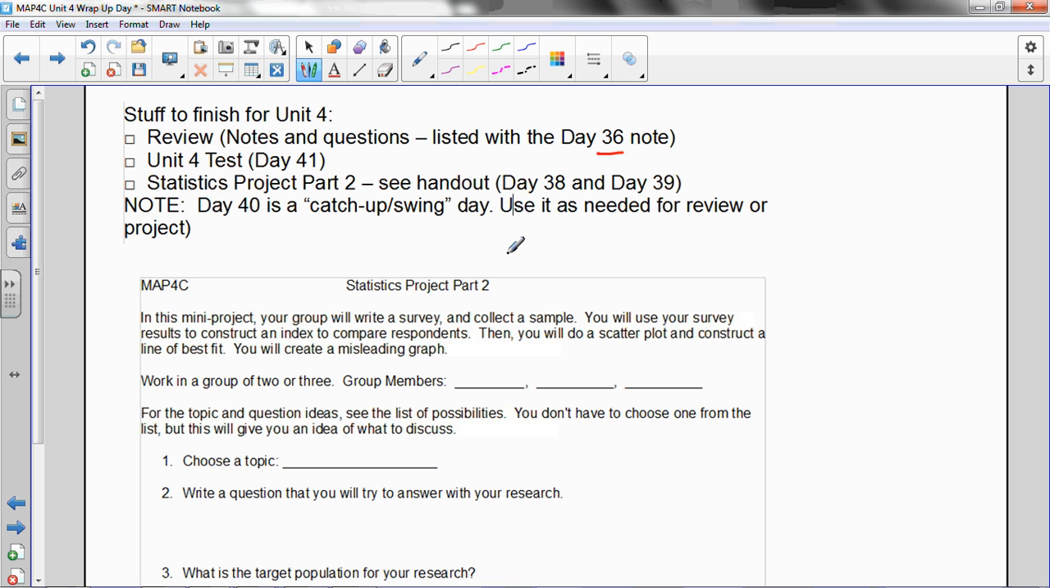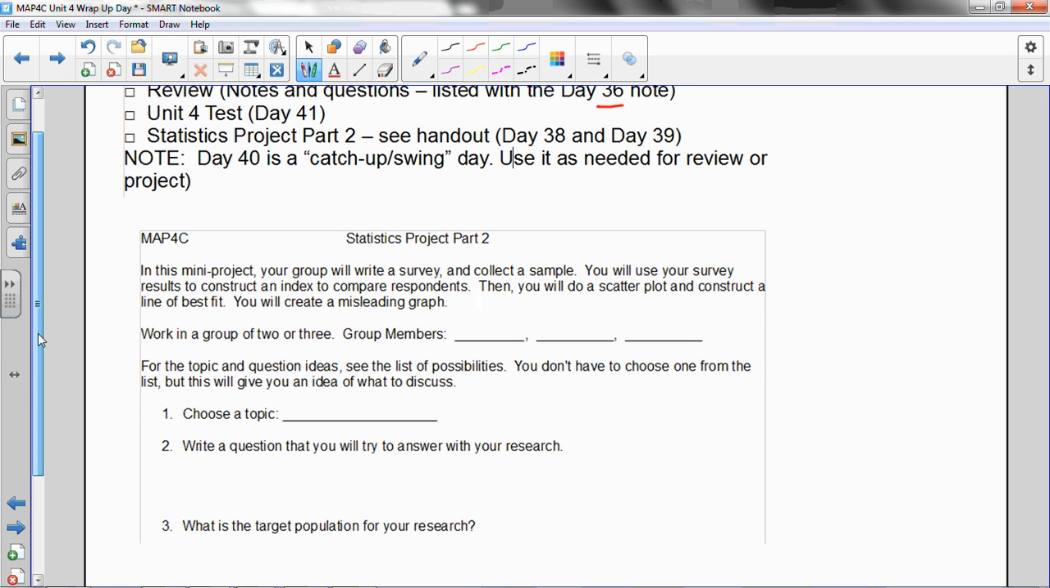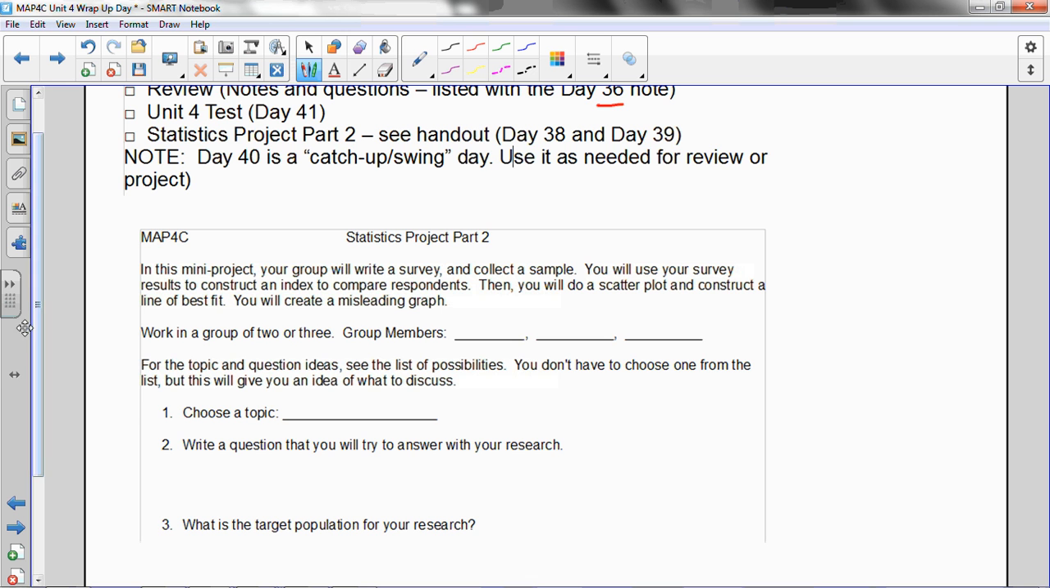In this project, you're going to be doing a survey and collecting a sample. Okay, group of 2 or 3. Again, we've worked in these types of groups before. Hopefully, you're choosing different people to work with, not the same old folks all the time. The idea is you're going to fill out this page, and this page is a separate page that you'll fill out and hand in with your group.